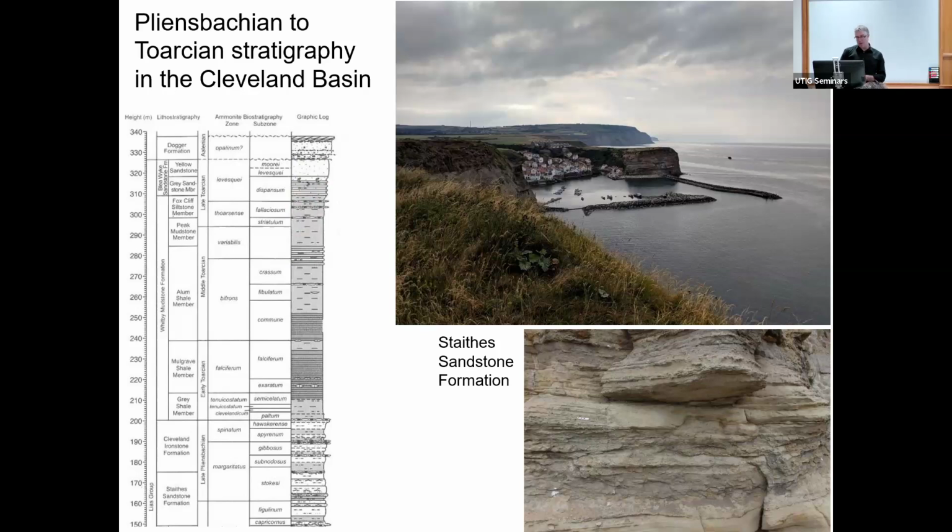So in terms of what these sediments actually look like, these are rocks of the Staithes Sandstone Formation. These are shallow marine deposits, so sands within storm wave base. There's beautiful hummocky cross stratification, for example, in these deposits.